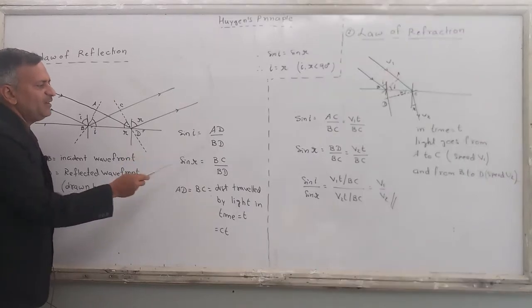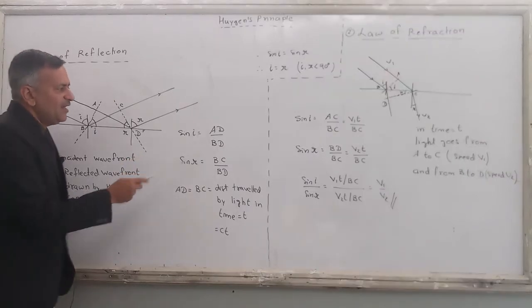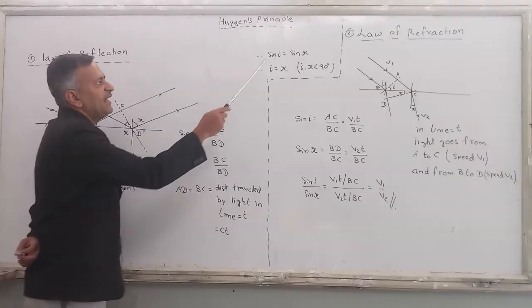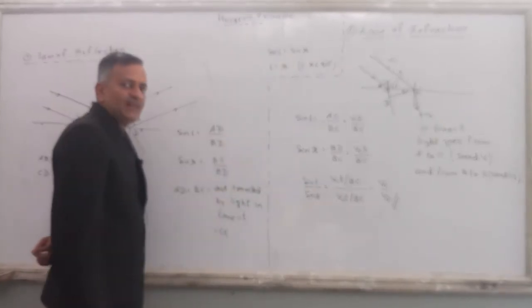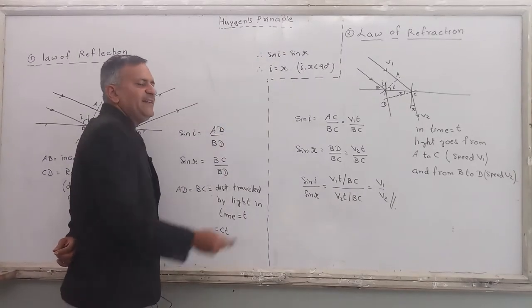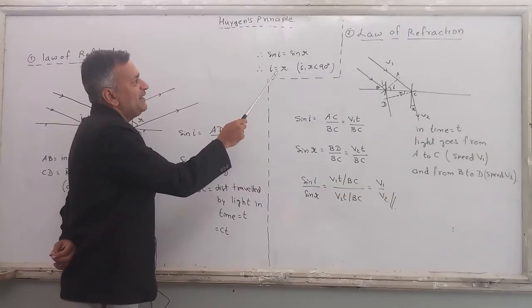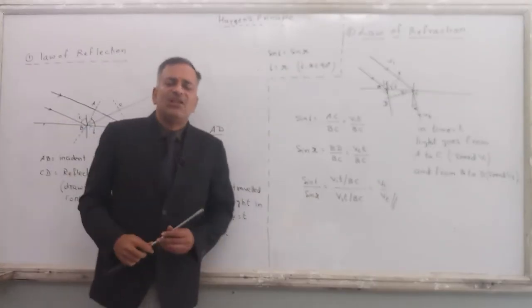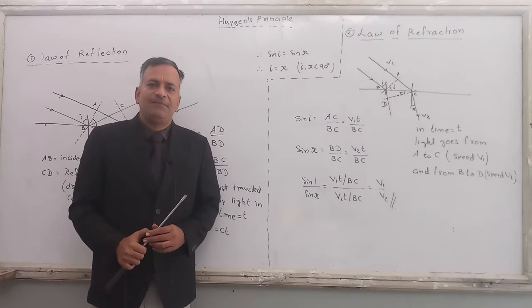Now AD and BC are also equal. That means BD and BD are always equal, AD and BC are equal. So can I write that sin I is equal to sin R? And because I and R are both less than 90 degrees, angle I is equal to angle R. What is this? This is the first law of reflection.